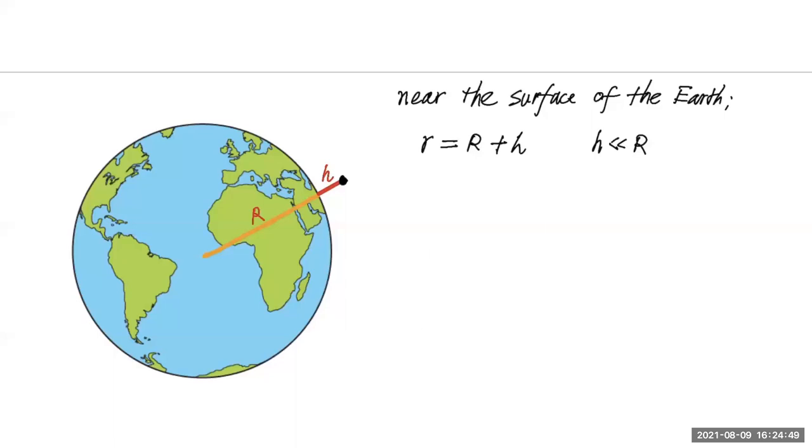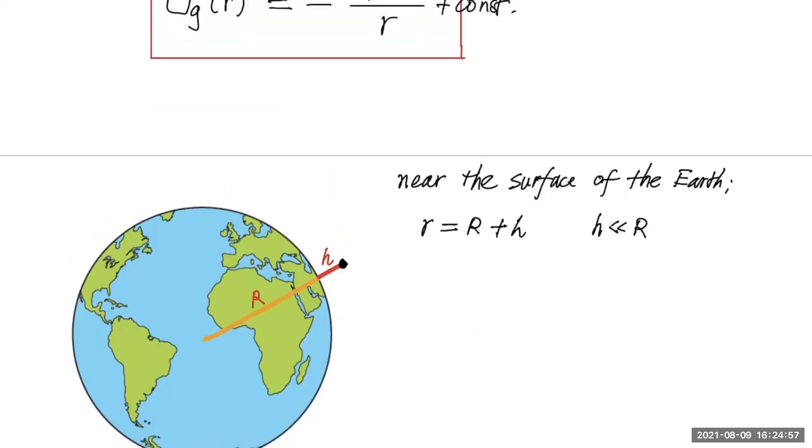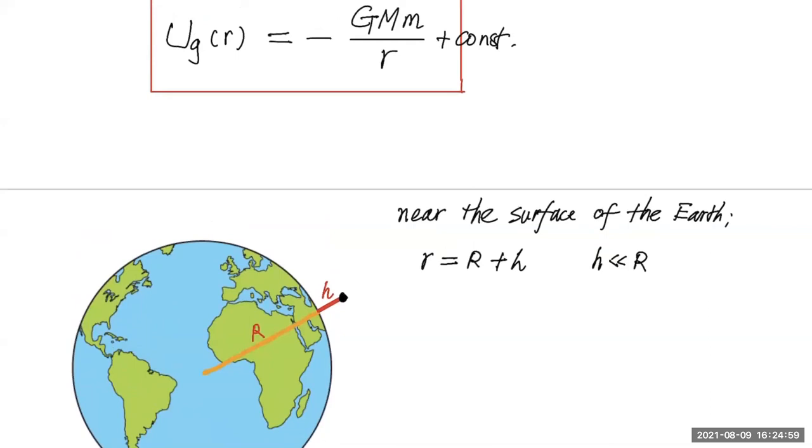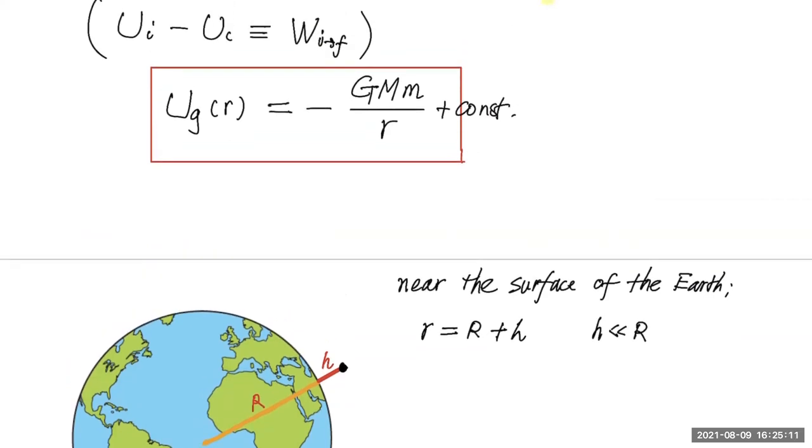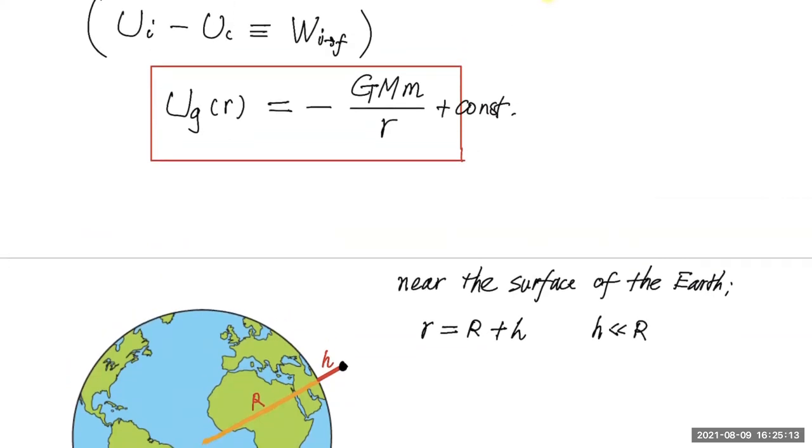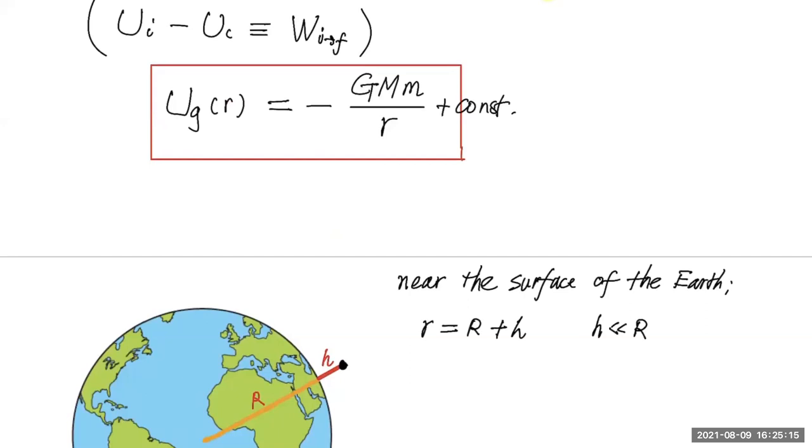Now we know from what we learned before, it's mgh, or more precisely mgh plus a constant, which we often set to 0. How does that agree with this totally new looking expression for the potential energy, negative GMm over R? Well, let's see if we can derive from this general expression the old familiar expression for mgh in this special case.